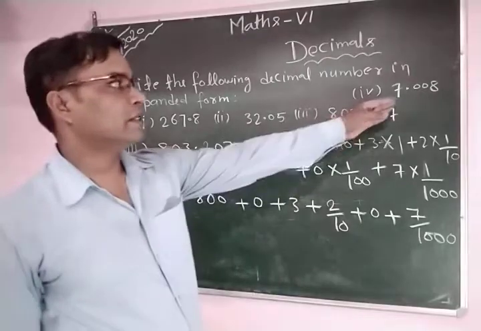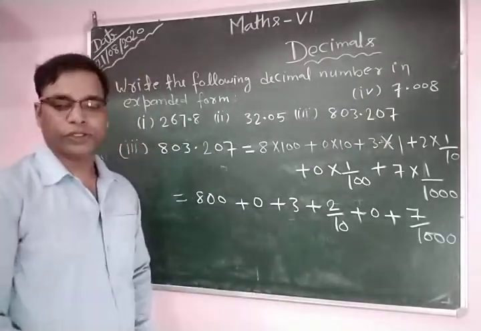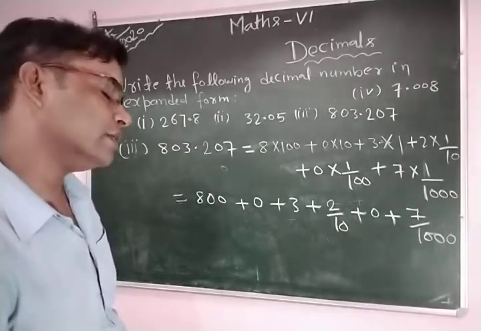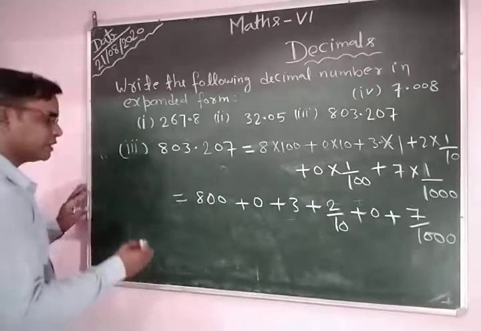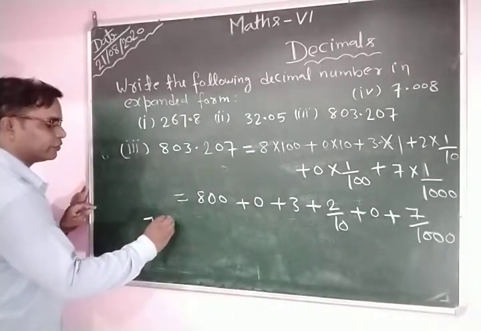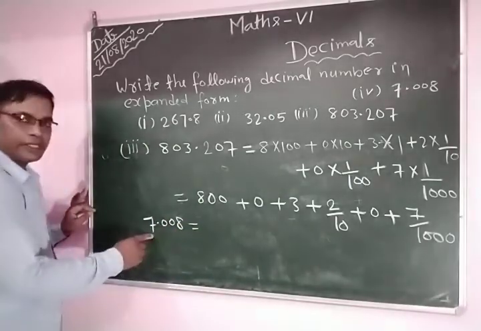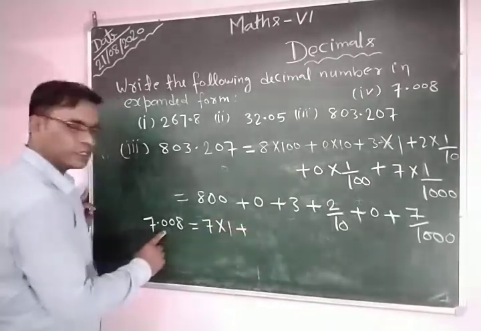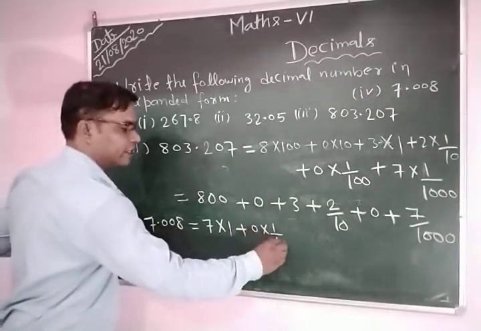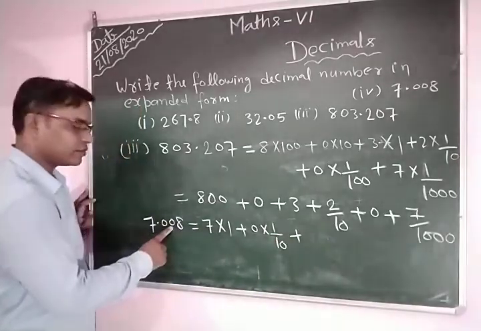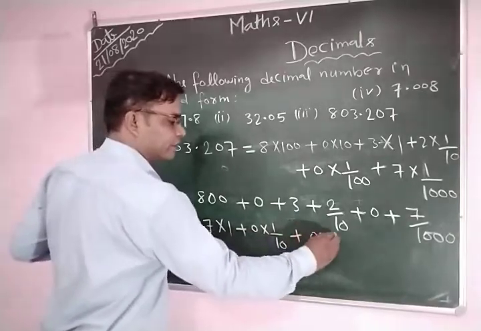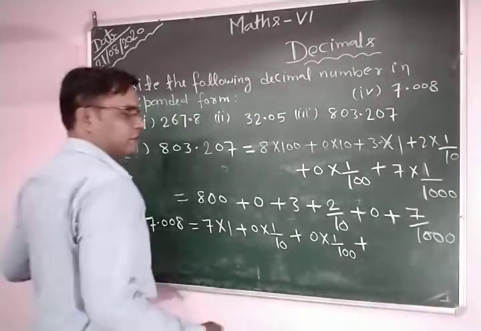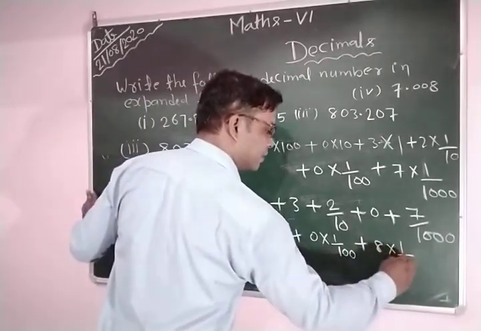Now we have the last part, the fourth part, 7.008. So let's see how to write 7.008 in the expanded form. You can write very easily, 7.008. Okay, so this is equal to 7 is the 1's place digit, so you multiply 7 into 1, plus this 0 is the tenths place digit, so 0 into 1 by 10, plus this 0 is the hundredths place digit, so you can write here 0 into 1 by 100, plus this is 8, this is the thousandths place, so this 8 is multiplied by 1 by 1000.